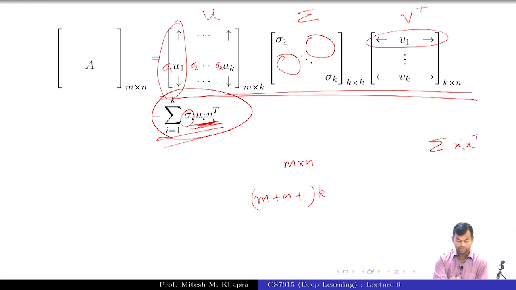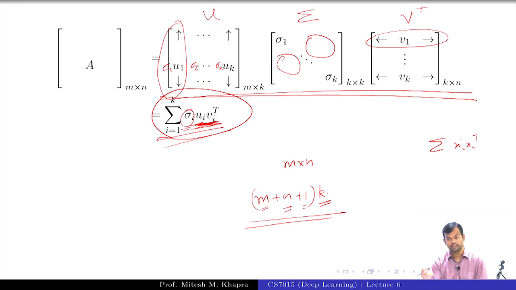So what is the original dimension of A? M cross N, right? Now I am trying to reconstruct it using a sum of some K terms, so hence this K comes. Each of these terms has how many elements? I have Ui, which is of dimension M, Vi, which is of dimension N, and sigma i, which is of dimension 1. And I have K of these. So this is the total amount of storage that I need.